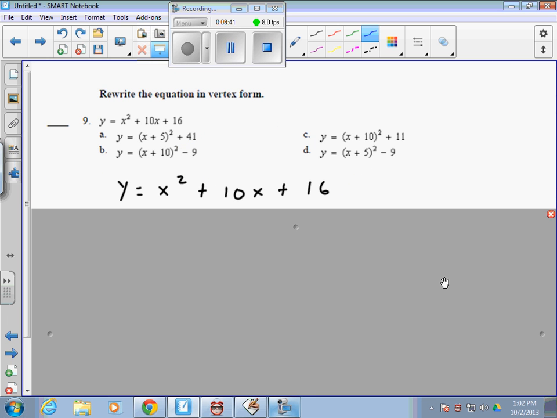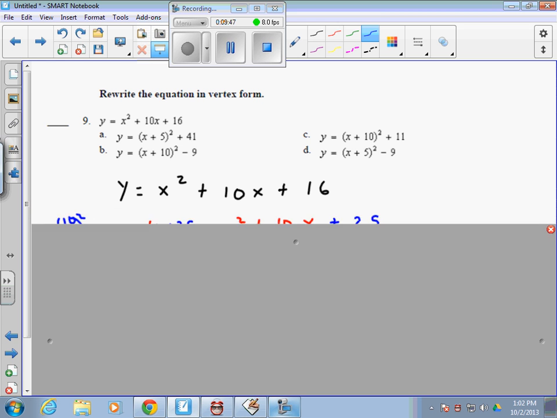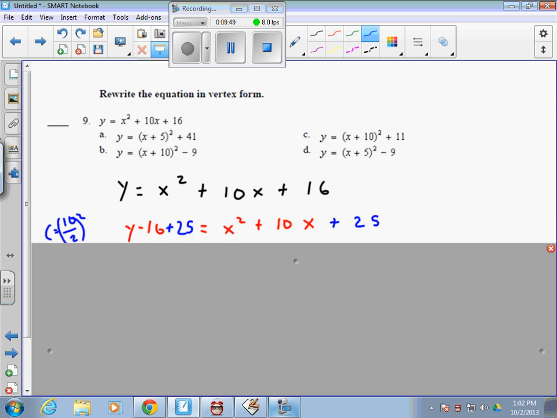Okay, rewriting in vertex form, we have y equals x squared plus 10x plus 16. Move plus 16 over, to make it say x squared plus bx plus c, just in case you don't know if it is a perfect trinomial or not. Subtract 16 on the right and subtract it on the left. Now you have y minus 16 on the left equals x squared plus 10x.